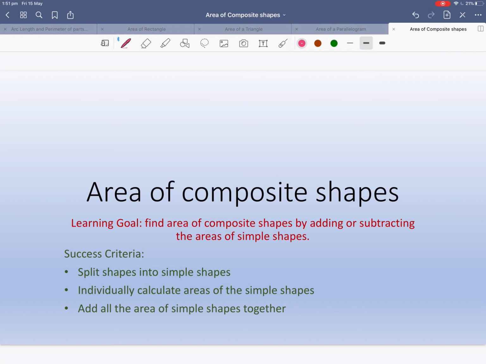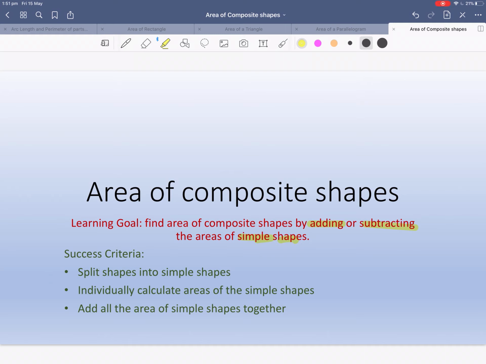In this lesson, we're going to look at area of composite shapes. Now, when we compose something, we put things together. Composite shapes are the same thing, so we're going to add and subtract area of simple shapes. Simple shapes are the ones we've learnt of: circles, triangles, rectangles, parallelograms, things like that.